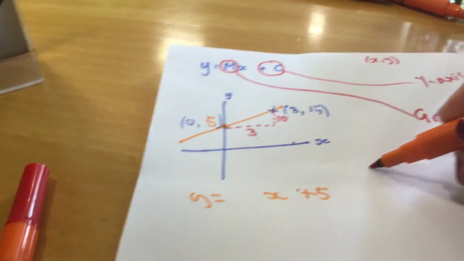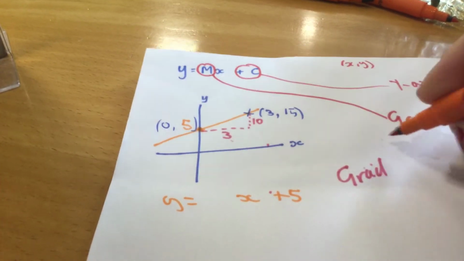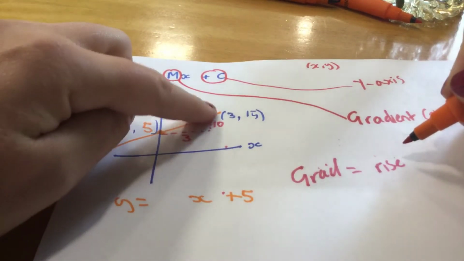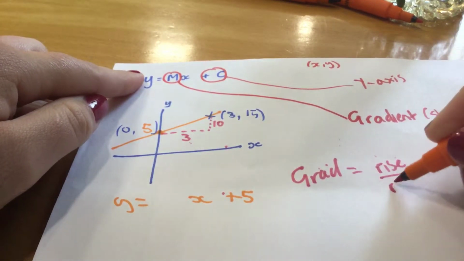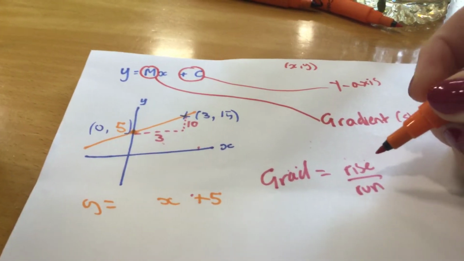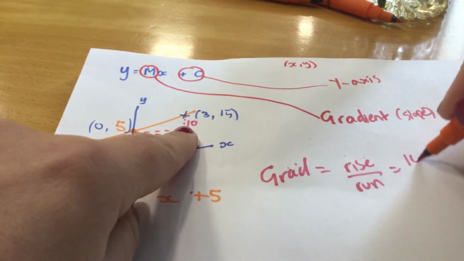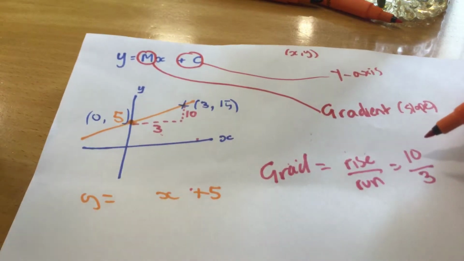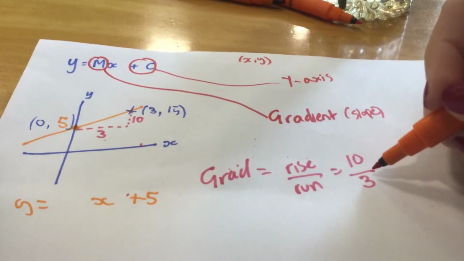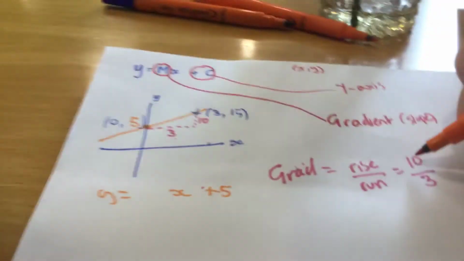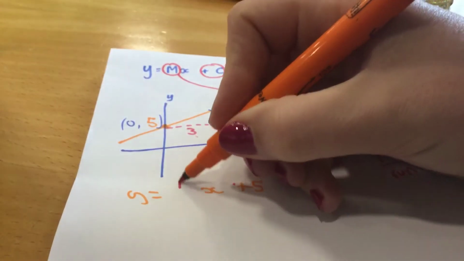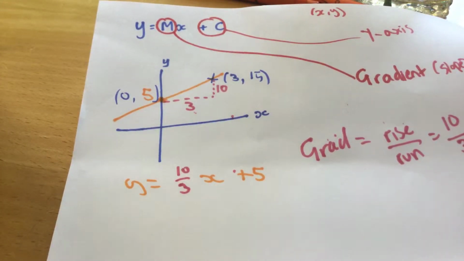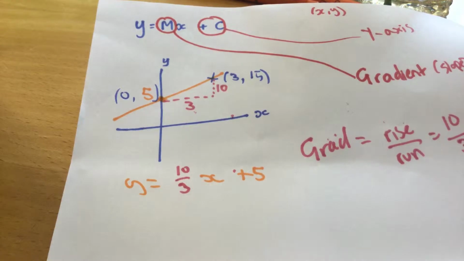But from that we can find the gradient, because the gradient is the change in the height, so the rise of the line, divided by the run, how far across it goes. So in this case, the rise is 10, because it goes up 10, over the run of 3. So our gradient here is 10 over 3. Now, that's not going to give me a nice number, but it doesn't need to be. The gradient can be 10 over 3x plus 5.